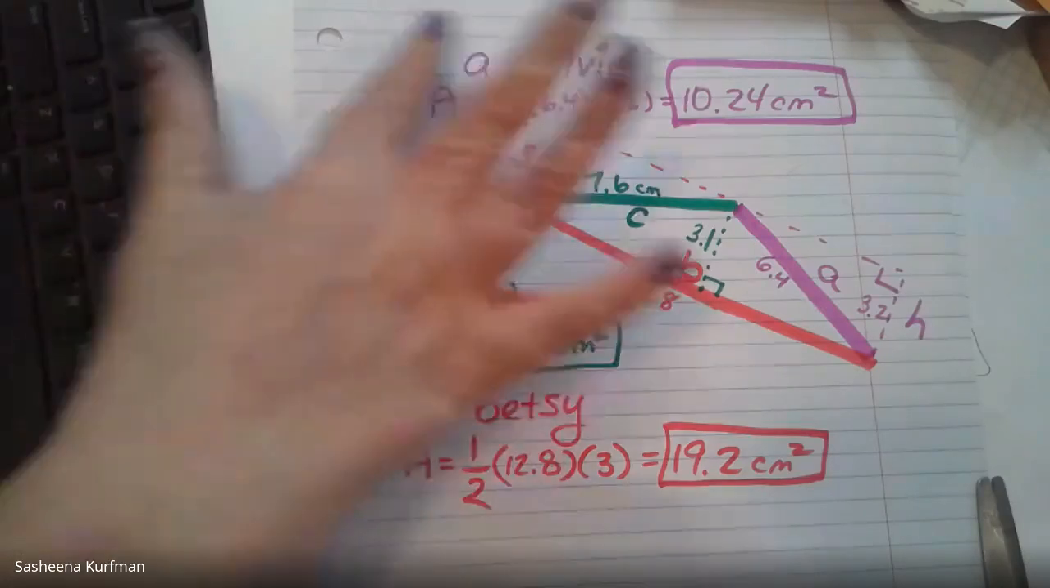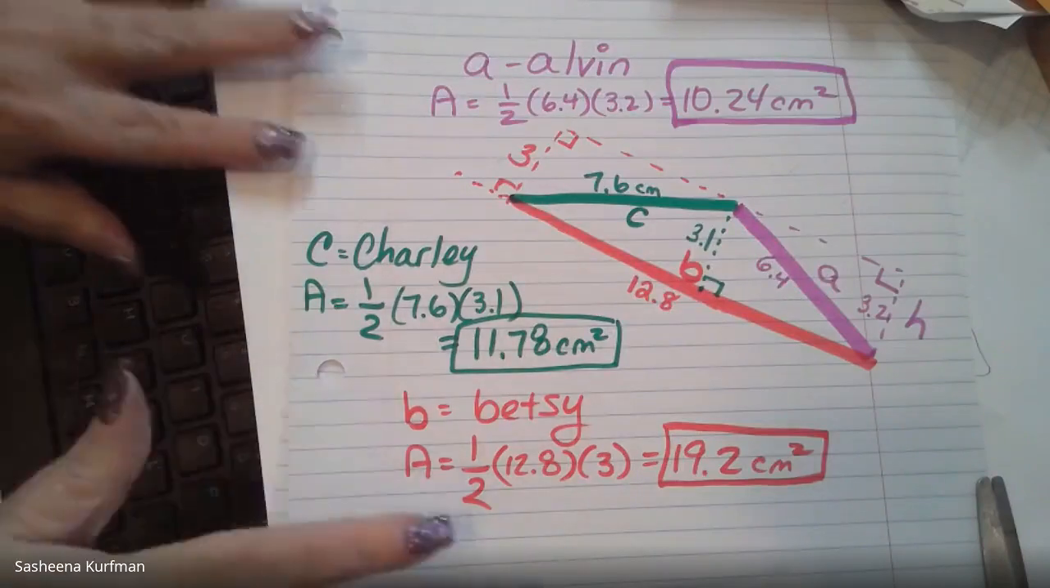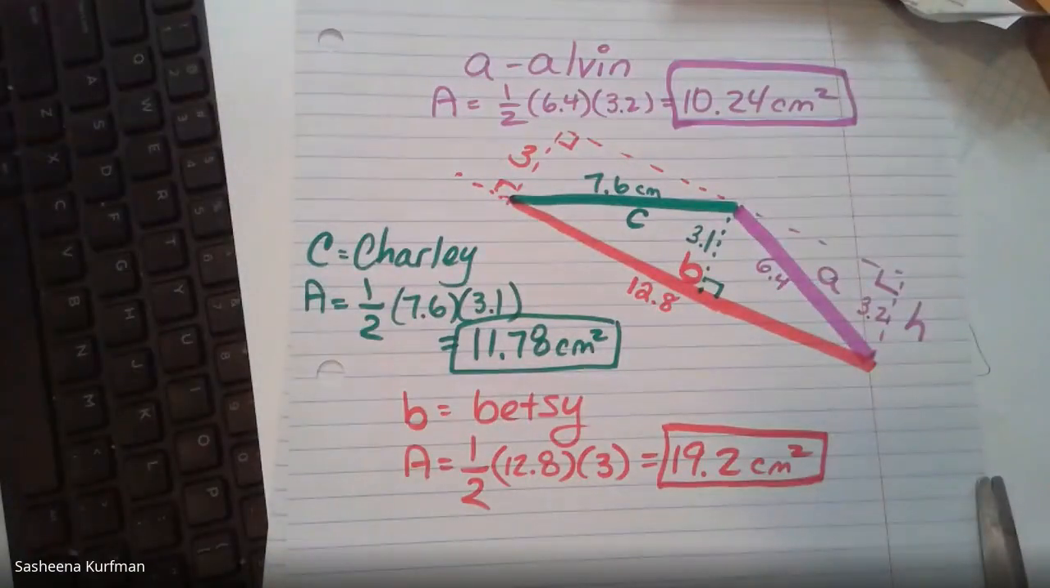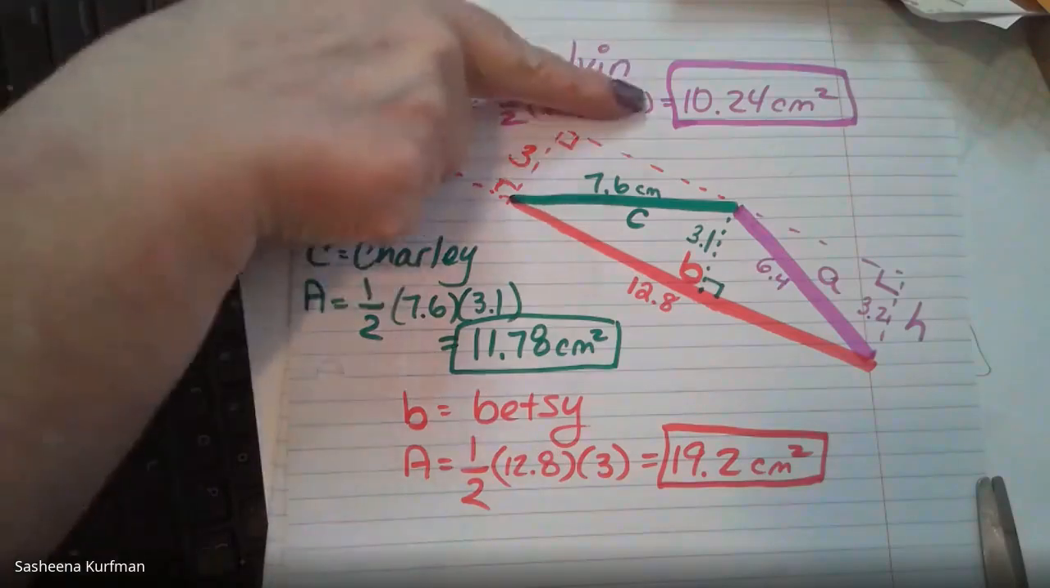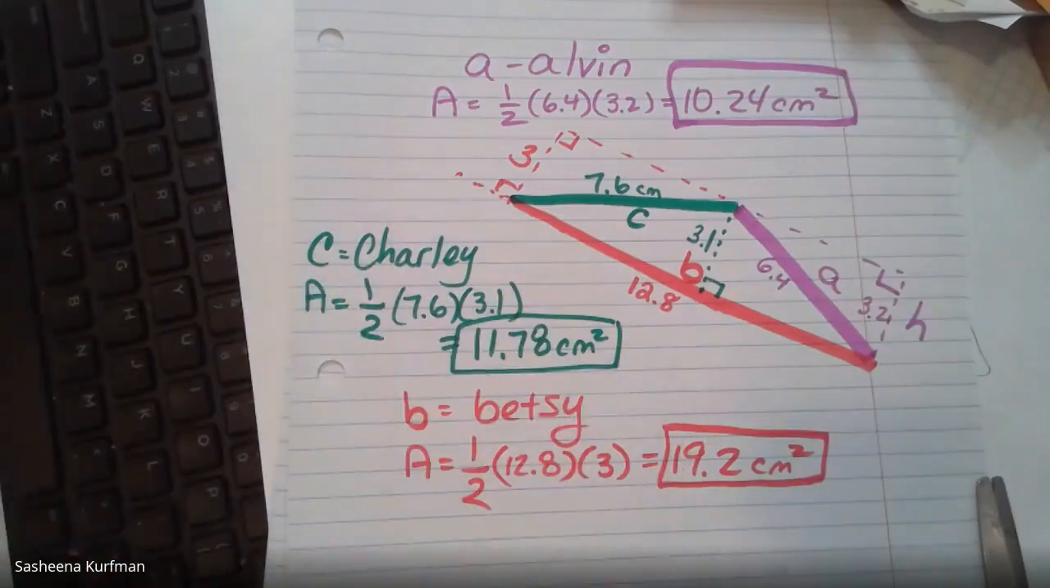Now, all of their measurements, we assume, are correct. So the mistake has come somewhere along the way. It says, while each student made no mistake in measuring the lengths of their sides or in using the formula for the area of a triangle, they did get different answers: 10.2, 11.7, 19.2.